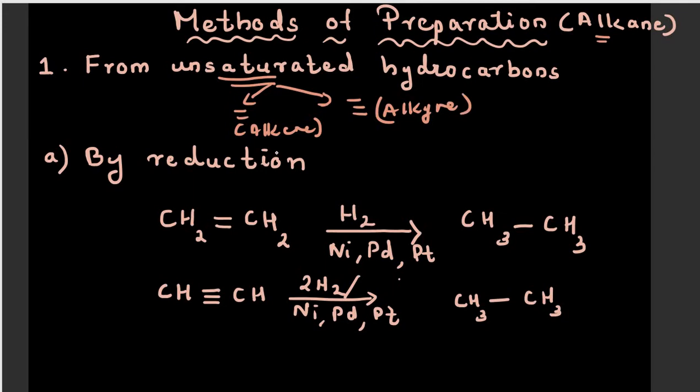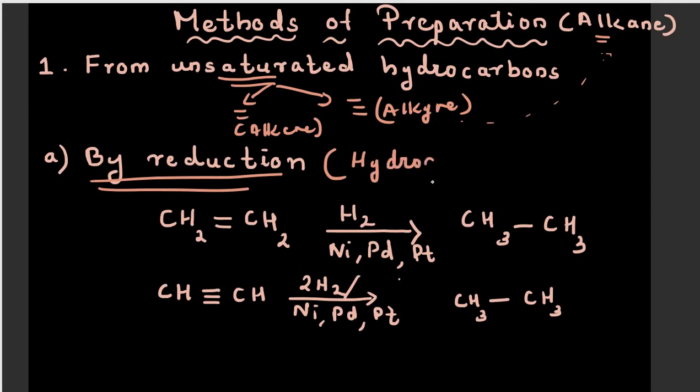So in this case we will be discussing how alkyne can be converted into alkene. So our first method of preparation is by reduction. So what do you mean by reduction? Here addition of hydrogen is taking place. So you can see here, since addition of hydrogen is taking place, we have already discussed in the addition reaction. It is known as what? It is known as hydrogenation, since hydrogen is being added.